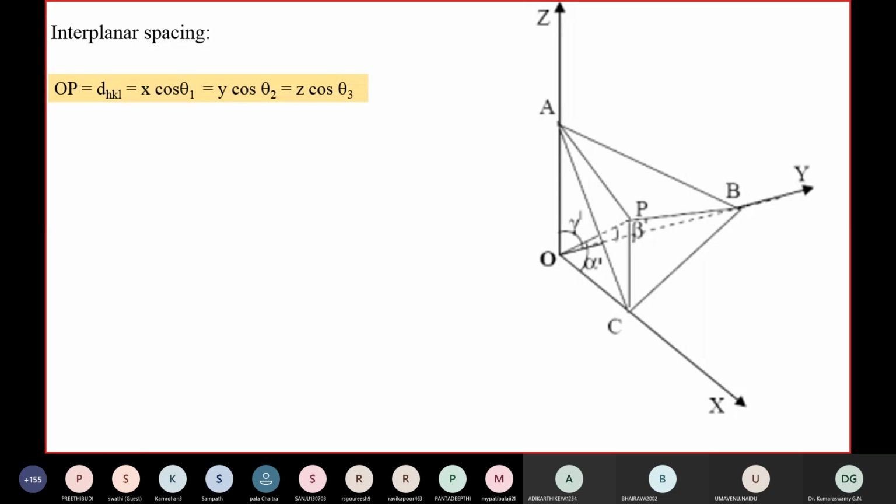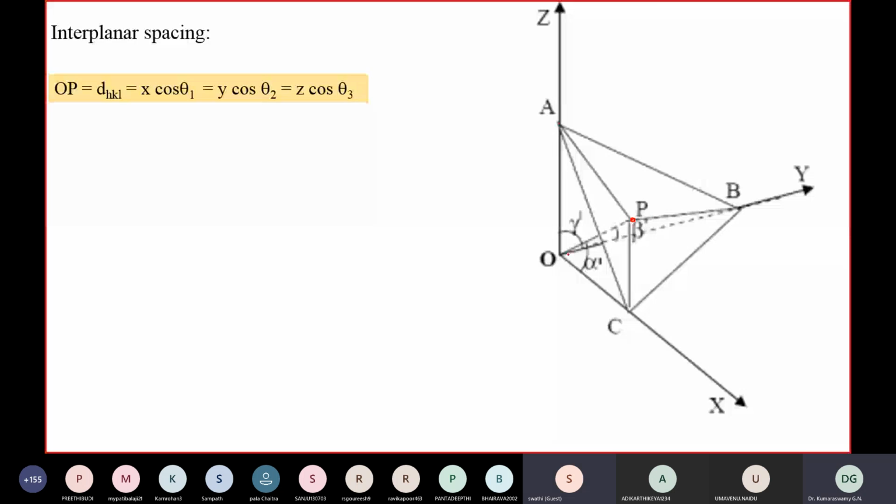Don't hesitate. If you don't understand, let me tell you. Sir, can you name the plane there? The plane is ABC. This is the plane, from A to C, from C to B, B to A. It is in the shape of a triangle. And P is a point on the plane.